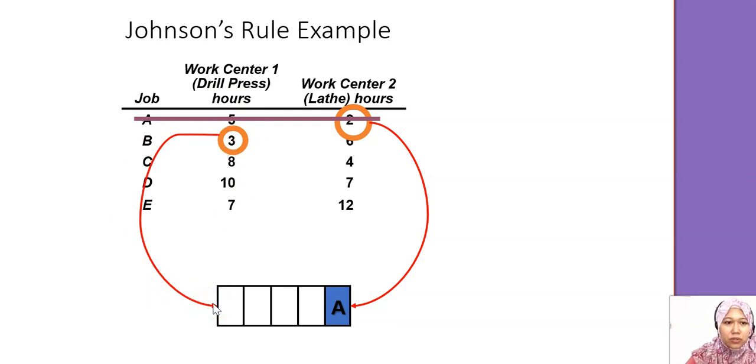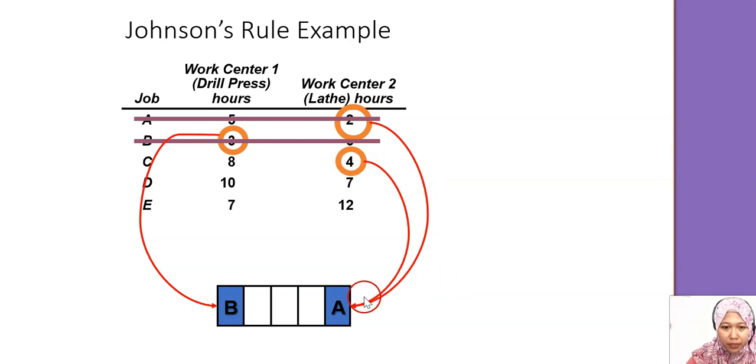So B is going to be here, and then we're done with B. Next is number 4, the smallest. We know that 4 is at machine 2, or column 2, so it will go from this side, and it must go next to A. So C is going to be here.